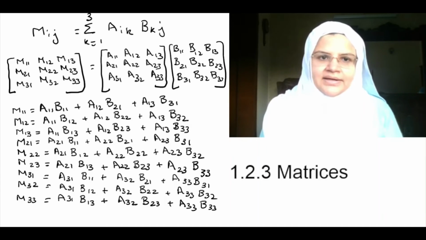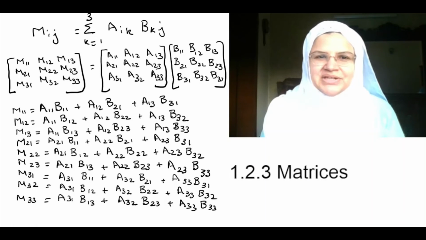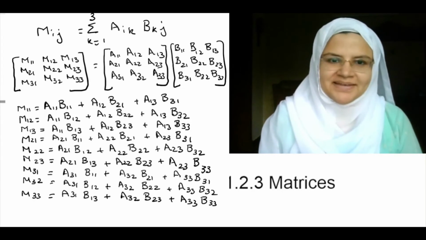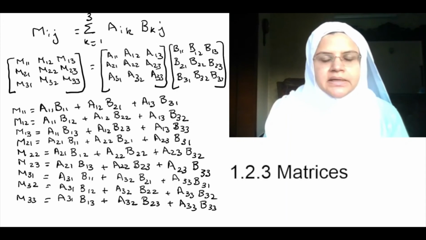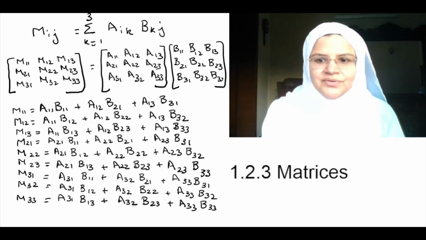Einstein got tired of writing the summation sign over and over again. Then he came to the conclusion that if an index is repeated twice, it means that it is being summed over. This is known as the Einstein summation convention. Element M11 is found by the dot product of the first row of A with the first column of B. Hence, M11 is equal to A11 B11 plus A12 B21 plus A13 B31. In the case of M11, i is equal to 1 and j is equal to 1 and k is being summed over from k is equal to 1 to k is equal to 3.